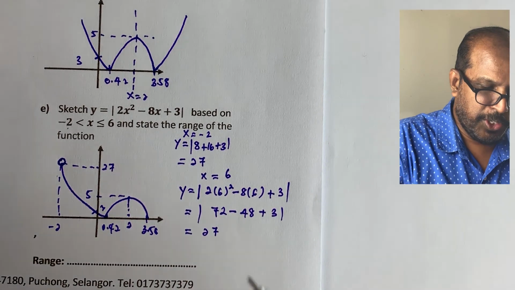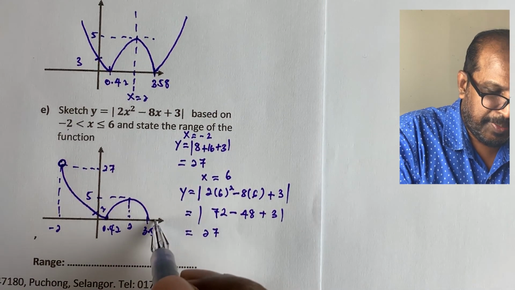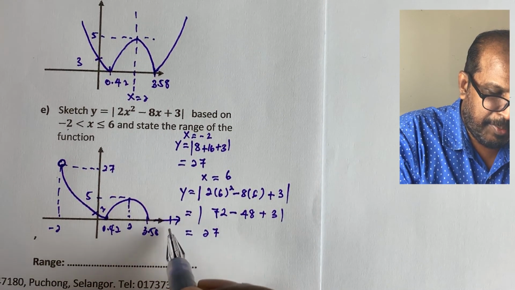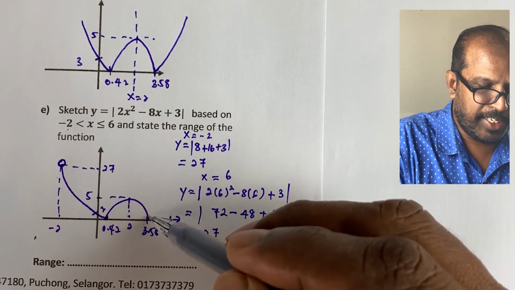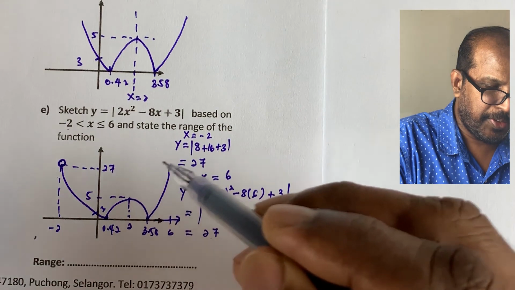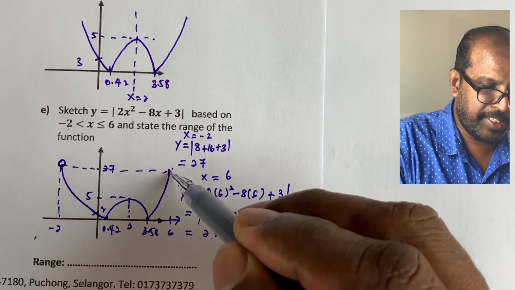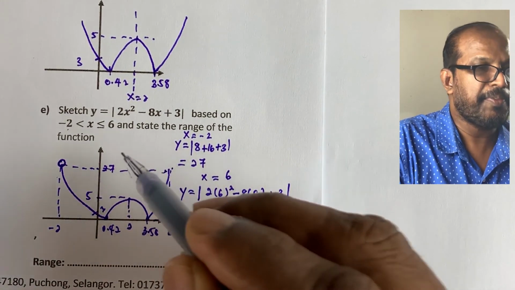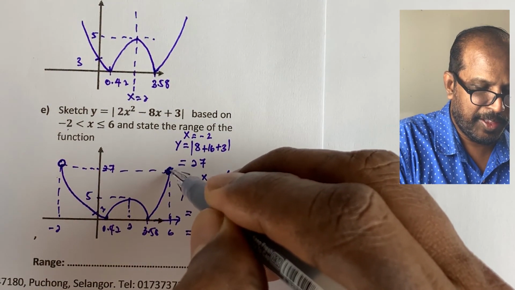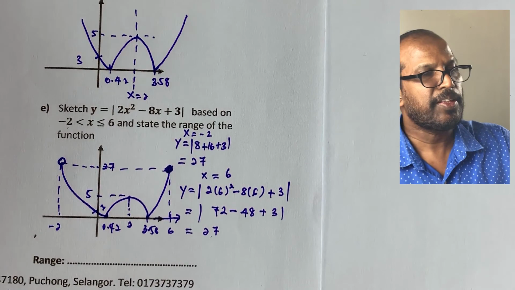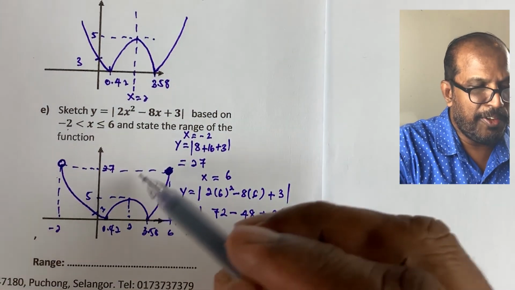And now we also got when x equals to 6. When x equals to 6 is somewhere here, and the value of y is 27. So the graph will be here. Same thing, it comes here and this is 27. So this 6 is actually included. So now your graph will be in this shape.